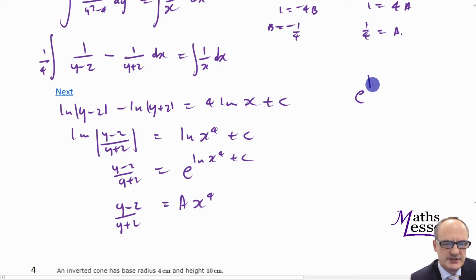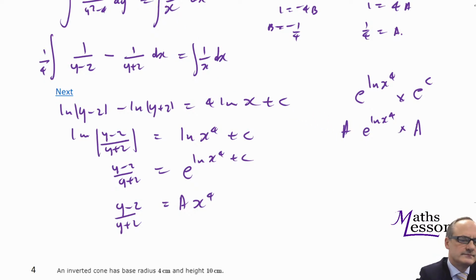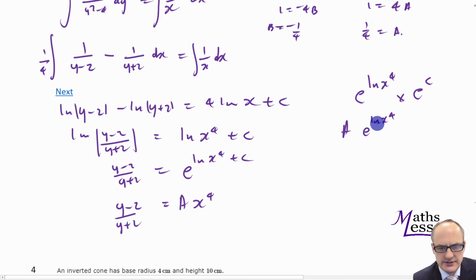So this is the same as e to the natural log of x to the 4 times by e to the c. Because you've got the plus in here, remember you add the indices. e to the c, I'm just going to replace with an a. Okay, so I've got a times that. Let's put the a at the front. Then e undoes the natural log, so we're just left with ax to the 4.